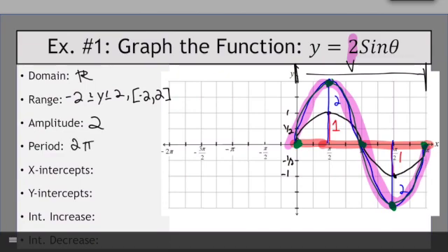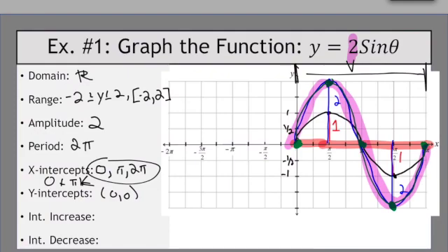X-intercepts, let's go ahead and just look at where they are. We have 0 is one, we have pi, there's another one, and then we have 2 pi as well. So we'll just label the x-intercepts for just one period. And if we wanted more periods, we would just say 0 plus pi times k. Y-intercepts, we have one at just (0, 0).